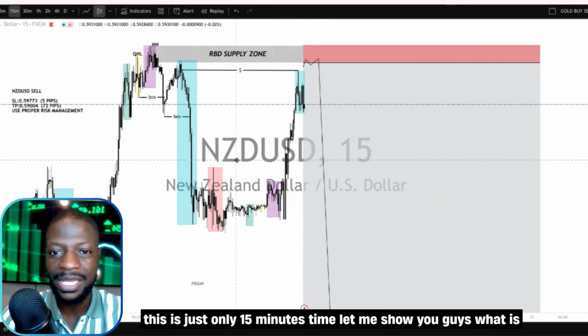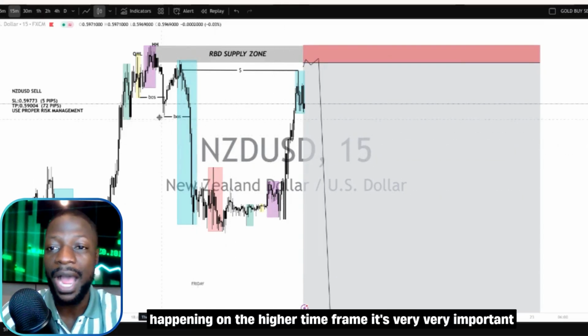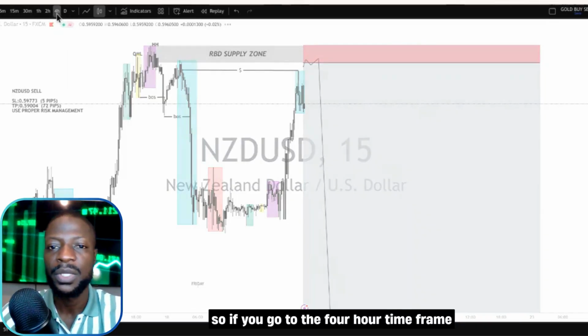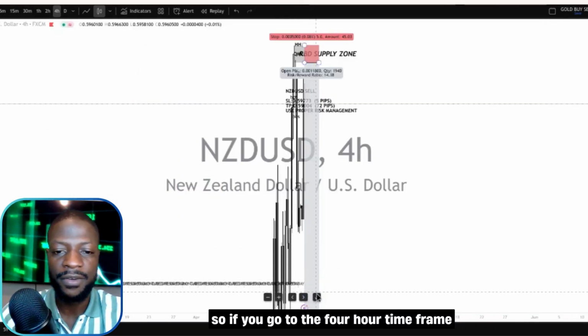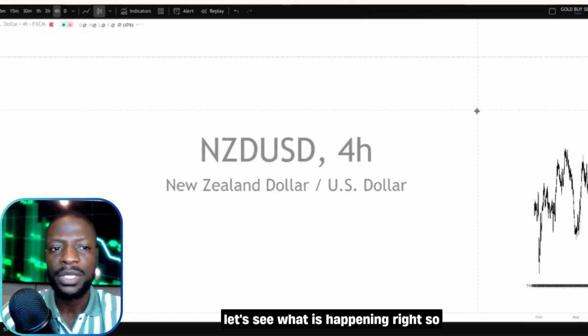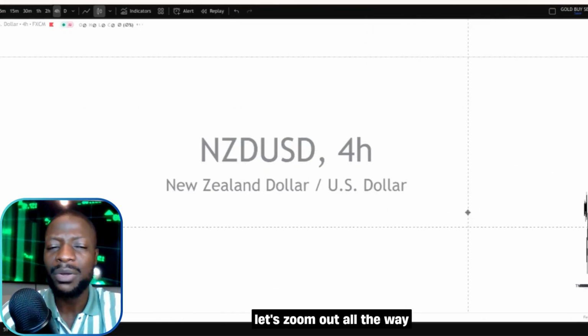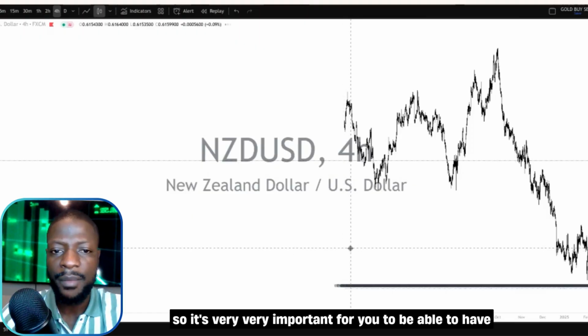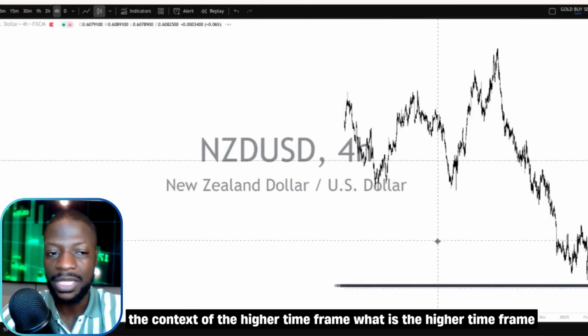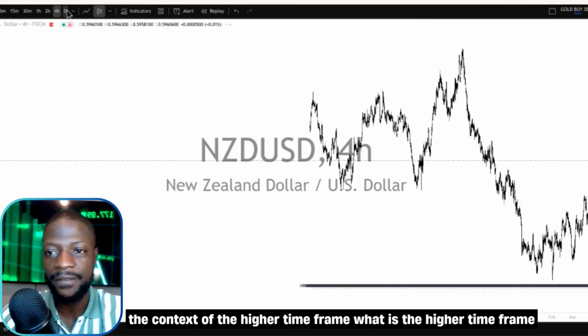This is just on the 15 minute time frame. Let me show you guys what is happening on the higher time frame. It's very, very important. So if you go to the 4-hour time frame, let's see what is happening, right? Let's zoom out all the way. It's very, very important for you to be able to have the context of the higher time frame. What is the higher time frame telling you?